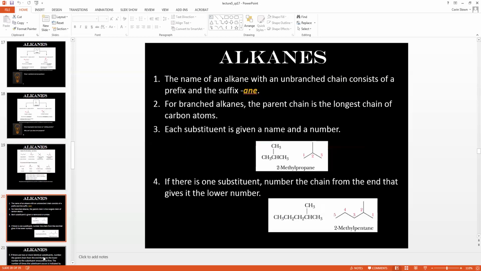So when we're thinking about naming alkanes, it's the name of an alkane with an unbranched chain that consists of a prefix and then the suffix -ane. Ane refers to alkanes. So for branched alkanes, the parent chain is the longest chain of carbon atoms. Each substituent is then given a name and a number. If there is one substituent, we're going to number the chain from the end that gives it the lower number.